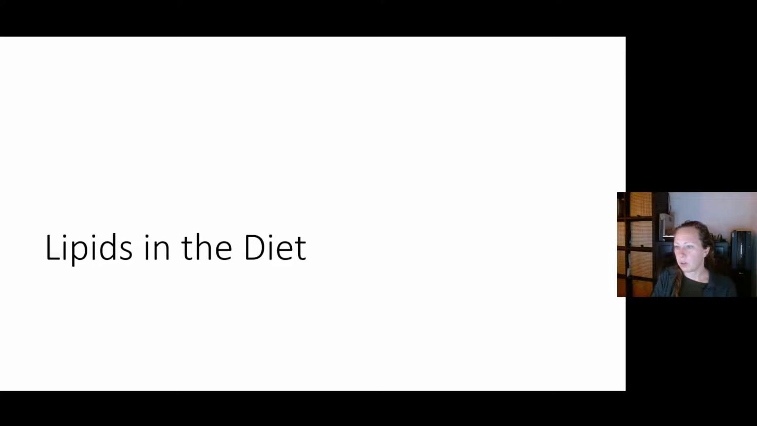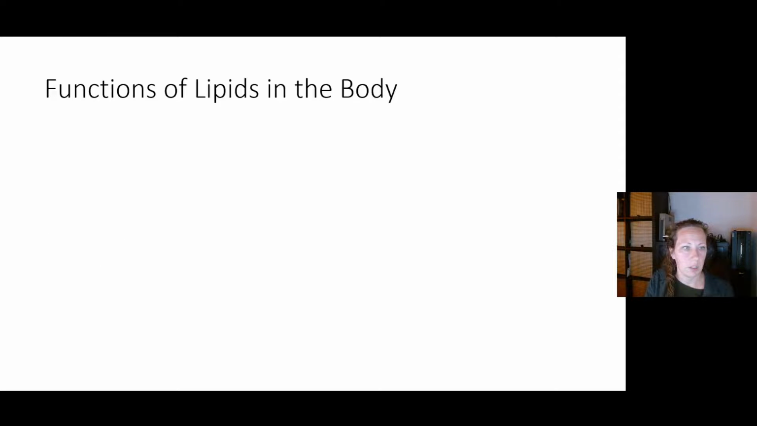Okay, so now completely changing gears and talking about lipids in the diet. Okay, so what are the functions of lipids in the body? So it tells you in the book that there are 7, and then it's like really not clear exactly what 7 they're talking about, because there's 6 paragraphs following that.